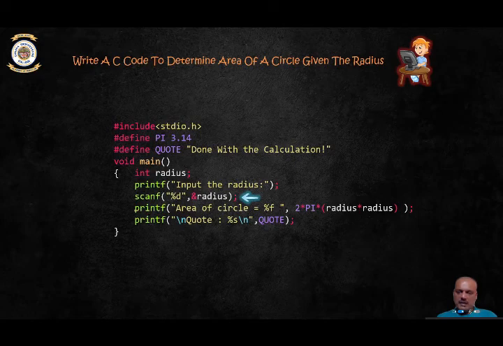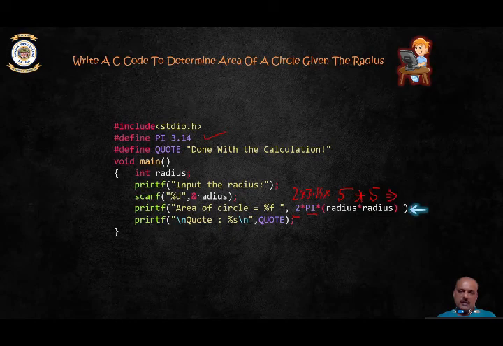Having got the radius, now we implement our equation 2 pi r square. So I have 2. I need not type 3.14 here because I have already defined a macro for PI, so that gets substituted here by default. And then I have the value of the radius. Say the user had input 5, so I have 5 into 5 into 3.14 into 2. So that is what the equation boils down to.